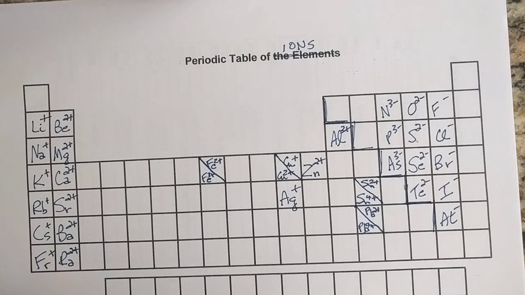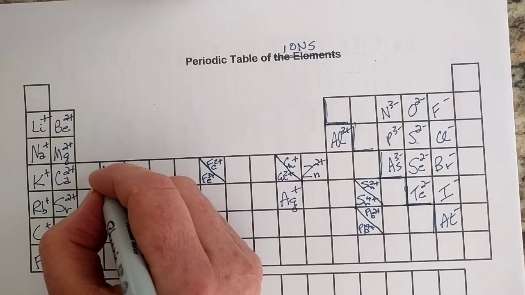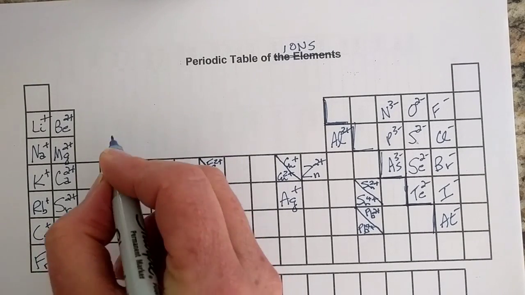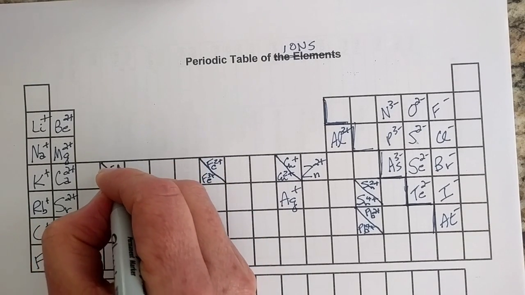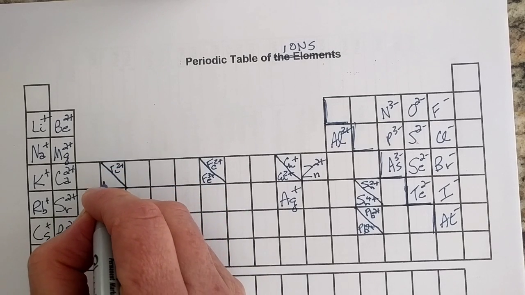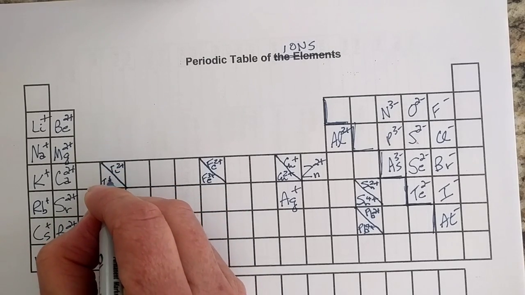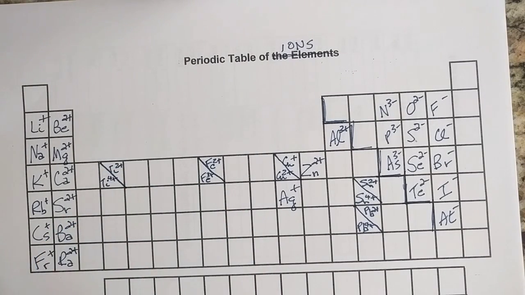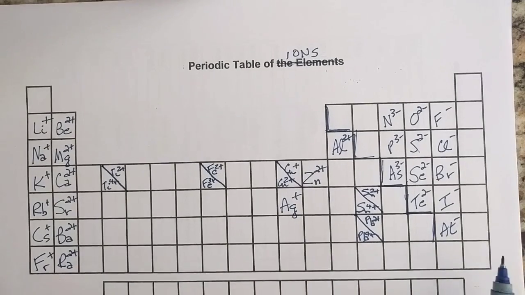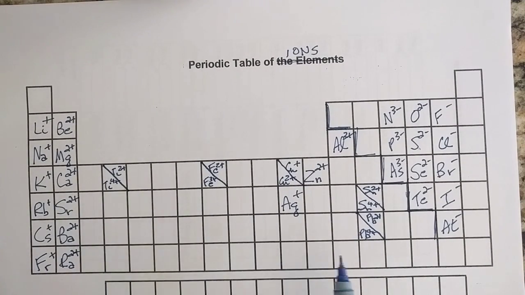So we'll just do a few of these. So titanium will either be a +2, titanium Roman numeral 2, or a +4, Ti4+. And that's all we'll do for now, but we could fill all of these in.